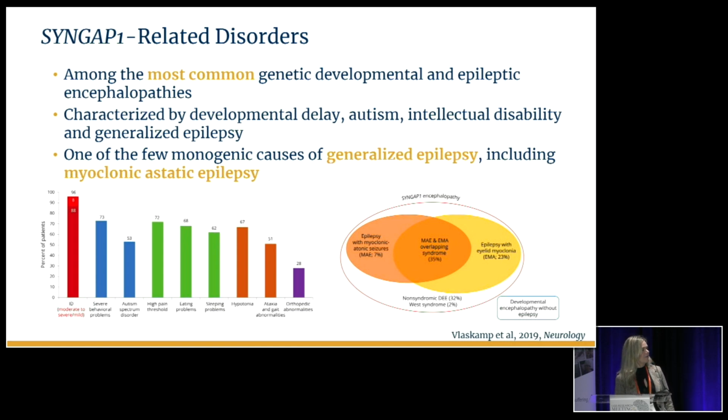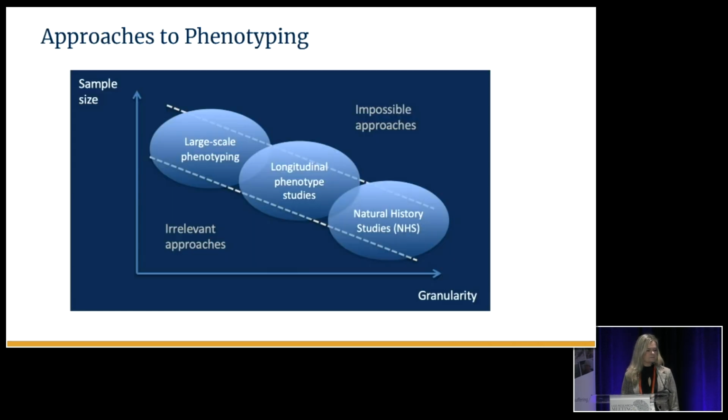SYNGAP is among the most common genetic developmental and epileptic encephalopathies, characterized by developmental delay, autism, intellectual disability, and generalized epilepsy. And it's actually one of the few monogenic causes of generalized epilepsy. So I showed you this slide earlier, but now I'm just going to put it into some context. Especially in rare disease, it's really critical that we use all available data.